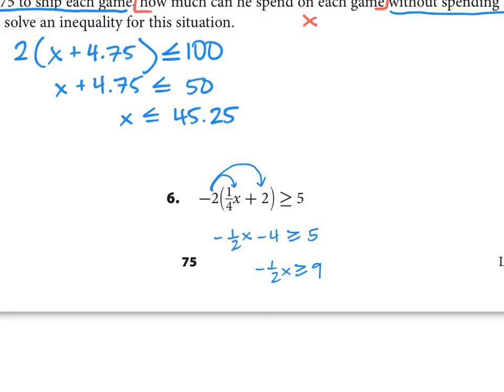And then I'm going to multiply both sides by -2, and that means x is going to be less than or equal to -18. Pay close attention to how I switched the symbol, or flipped it, or reversed it, or whatever they call it, and I end up with x is less than or equal to -18.